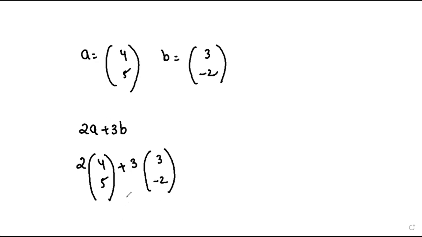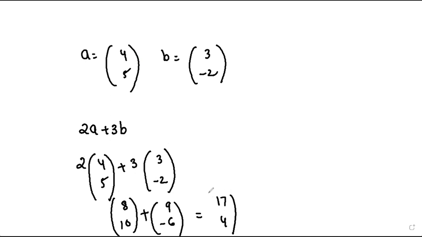Then first you have to multiply, obviously. So 2 times 4 is 8, 5 times 2 is 10, plus 3 times 3 is 9, and 3 times minus 2 is minus 6. Now you can add 9 plus 8 is 17, and 10 minus 6 is 4. So this will be your final answer.